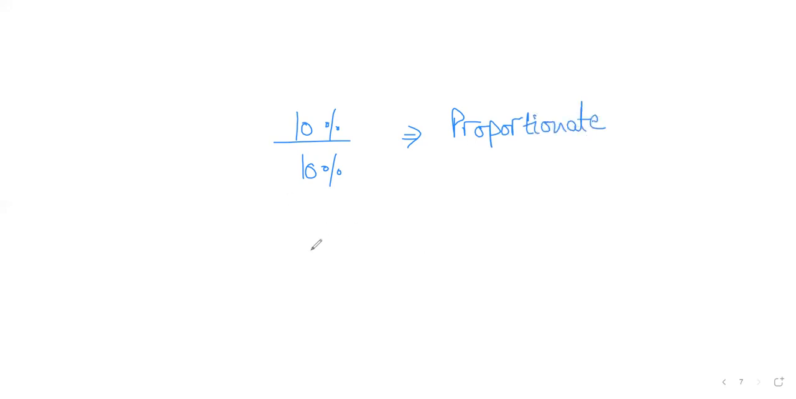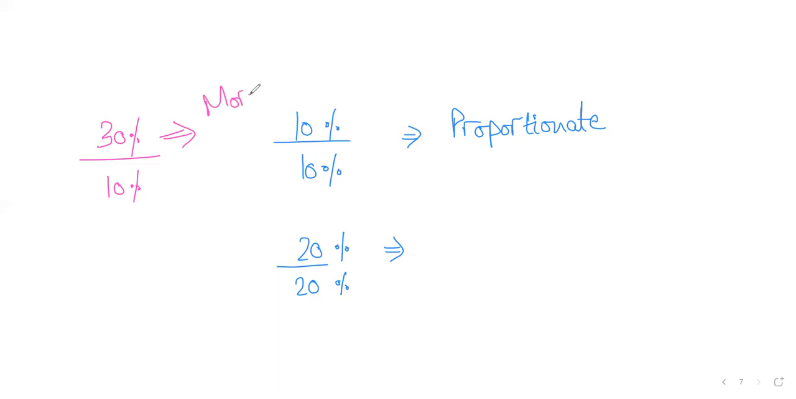10 divided by 10 is proportionate. 20 divided by 20 would also be proportionate. 20% change in the numerator, 20% change in the denominator, it's also proportionate. Yes or no? But what is more than proportionate? More than proportionate would be when in the numerator we have a bigger value compared to the value in the denominator. So if in the numerator we have a value bigger than the value in the denominator, this is known as more than proportionate. How many of you got this? This is known as more than proportionate, right?